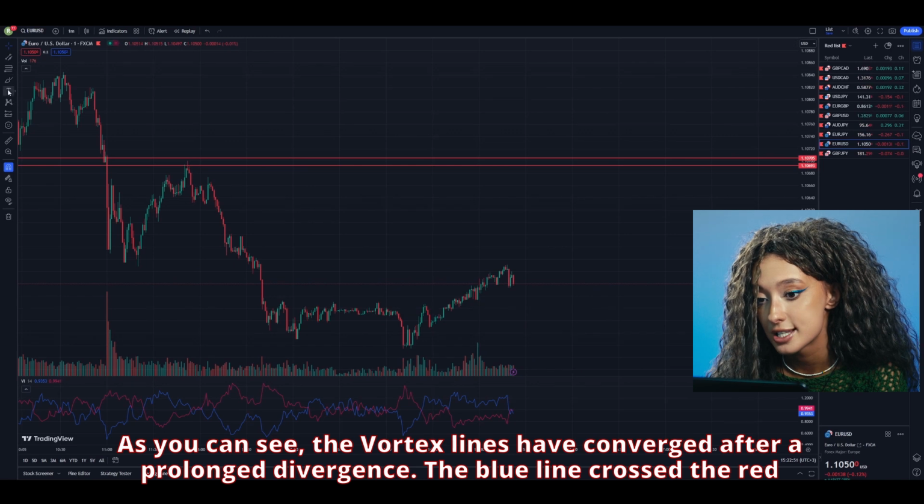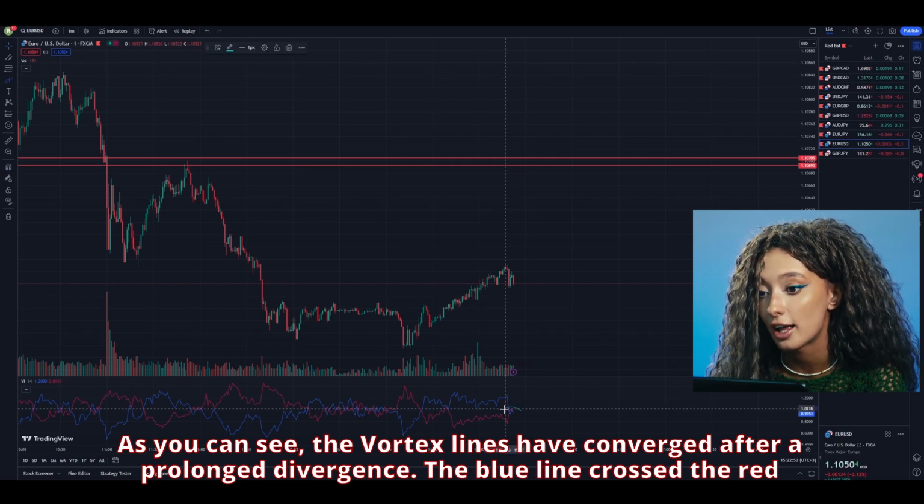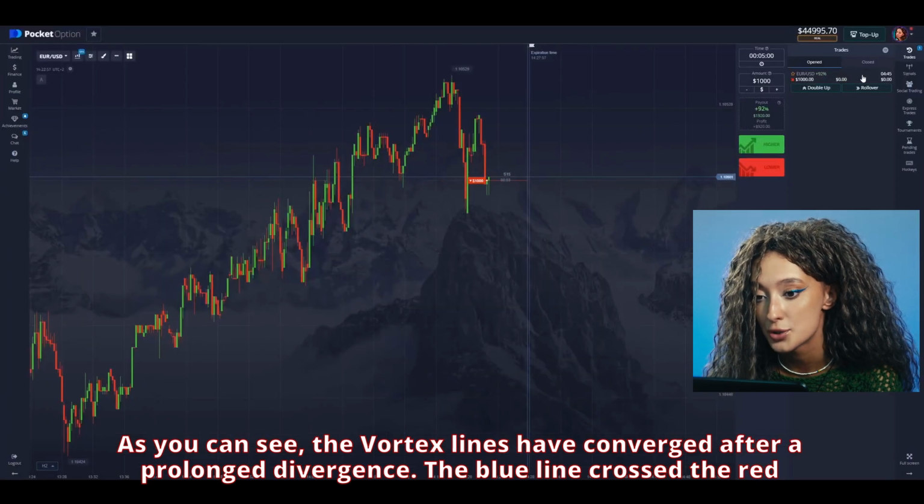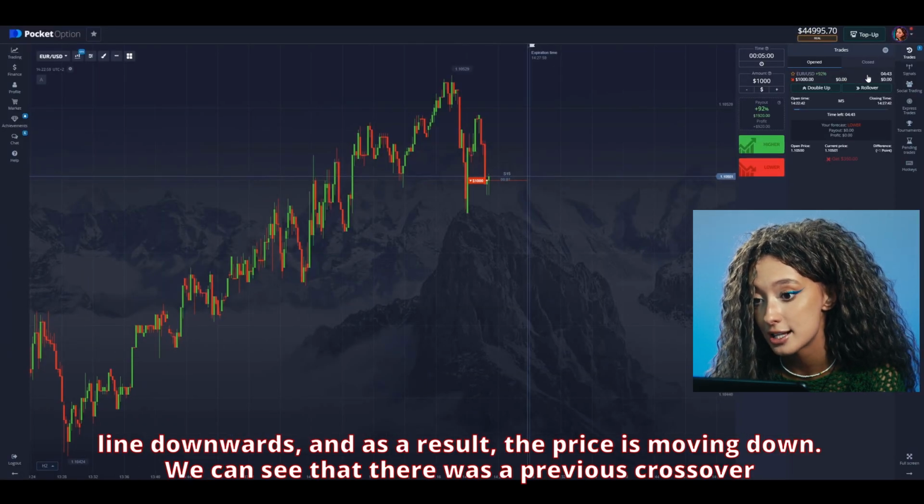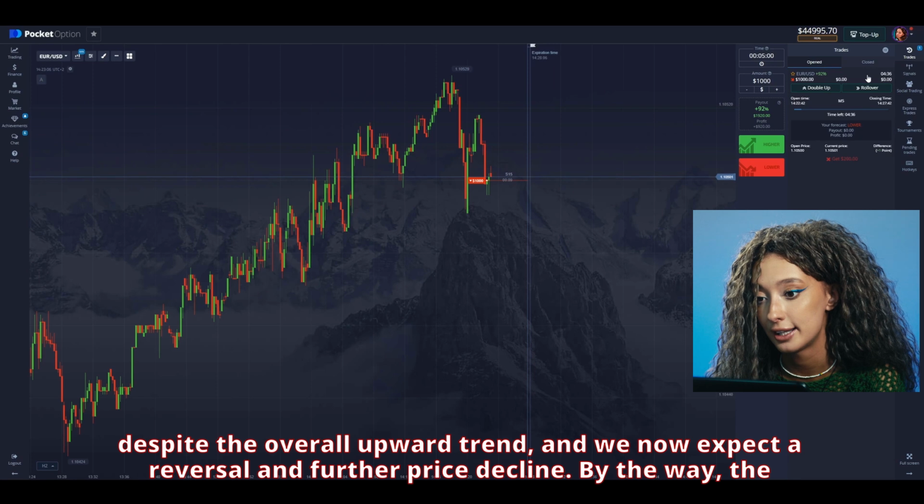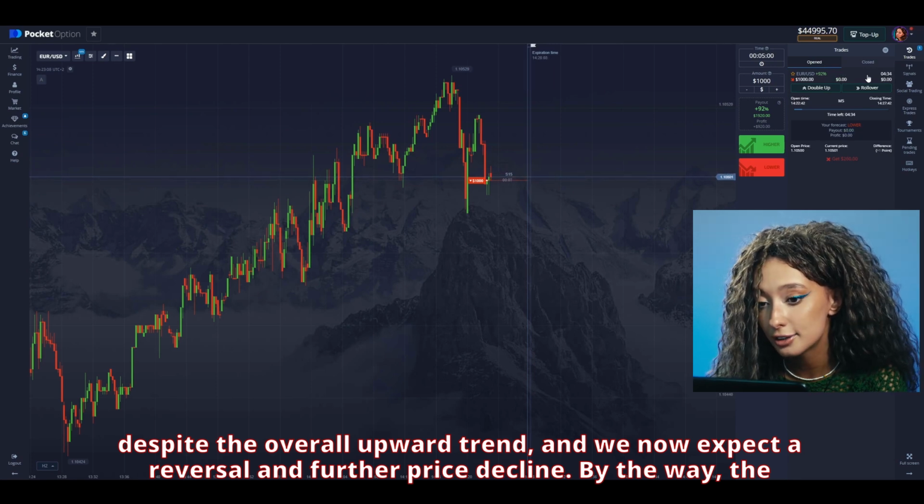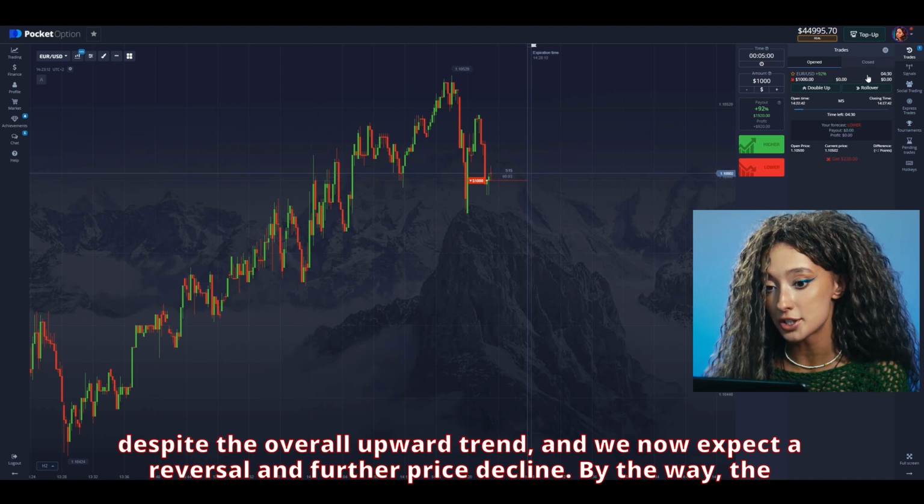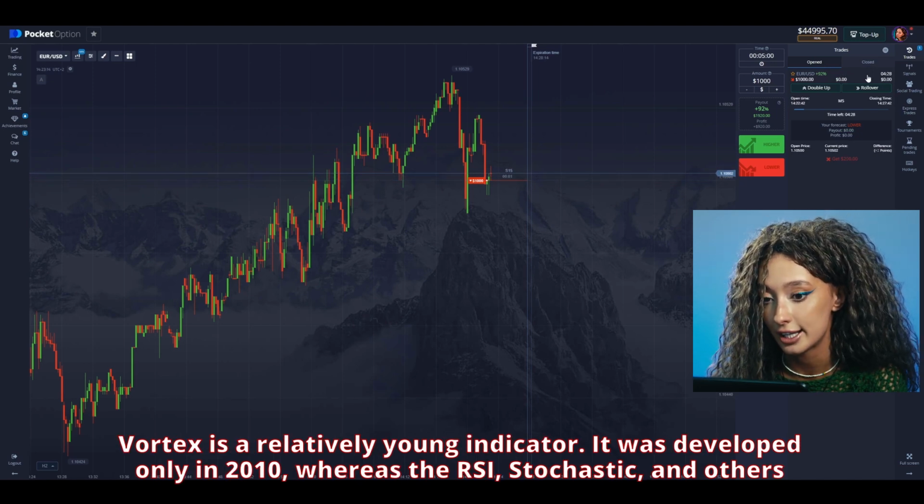As you can see, the Vortex lines have converged after a prolonged divergence. The blue line crosses the red line downwards. As a result, the price is moving down. We can see that there was a previous crossover despite the overall upward trend, and we now expect a reversal and further price decline. By the way, the Vortex is a relatively young indicator.